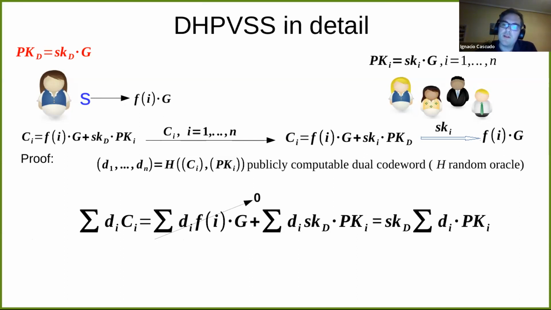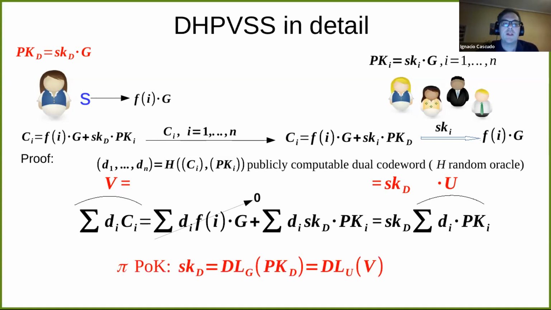And then you get an expression where the linear combinations that you have on left and right are public elements that can be publicly computed, and they are related by the secret key of the dealer. But now the dealer only needs to prove that the discrete log of her public key with respect to the generator is the same as the discrete log of this V here in base U. And that is enough. This is a very standard non-interactive proof that only requires 2 elements in the field. And so we have this construction finally that only has 2 elements of the field as a proof of correctness.